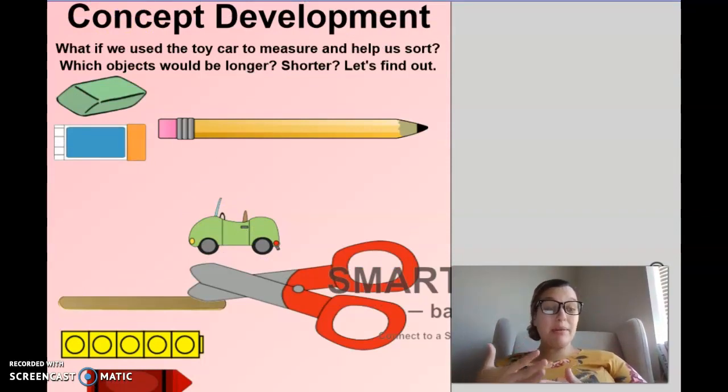So the great thing about comparing lengths is that we could compare any of these objects to each other. We could take the eraser around and do the same thing we did with the car. We could do the scissors, and we could always use those terms. The blank is shorter than blank, or blank is longer than blank.